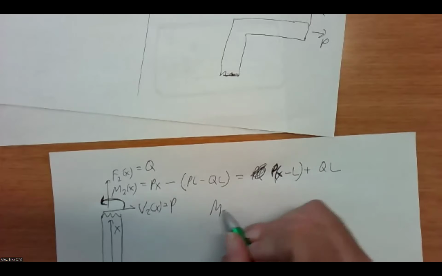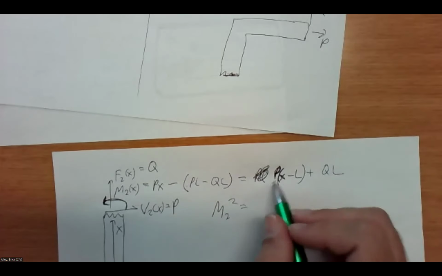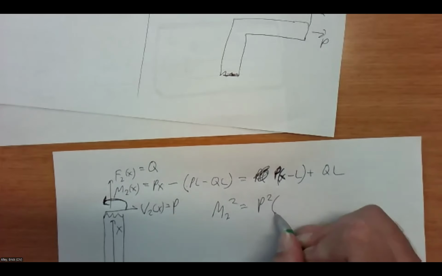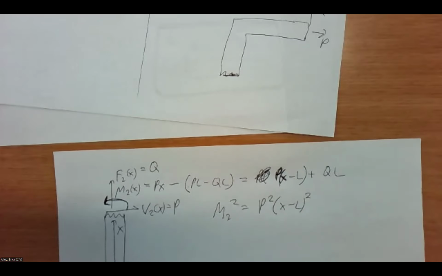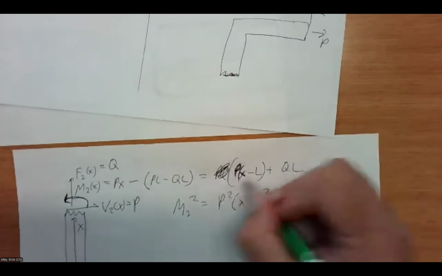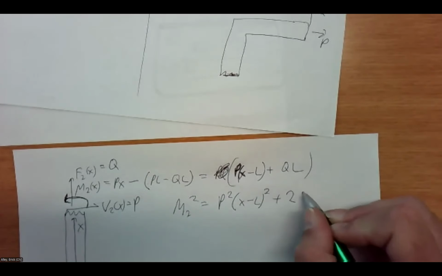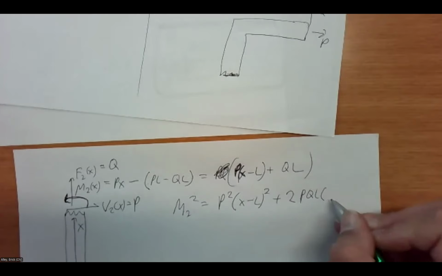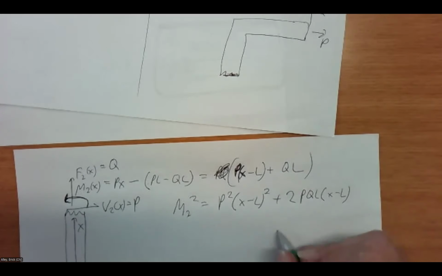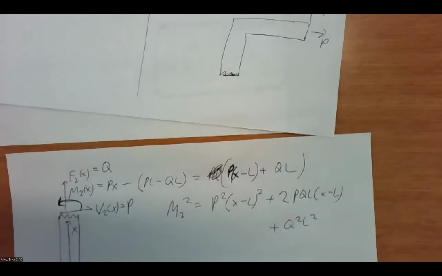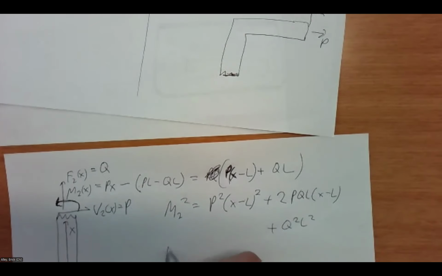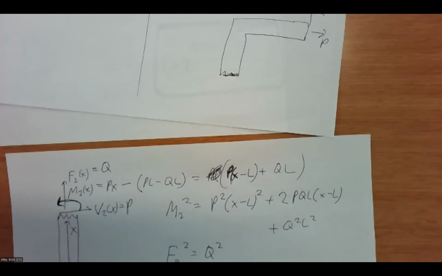And unfortunately, we got to square that one. So M2 squared, that's going to give me P squared, X minus L quantity squared. Remember, we're foiling the same thing. Then I got a 2PQL, X minus L. And then I got a Q squared L squared. Okay. There's my terms. 3 terms on the moment. And then my force squared, just going to be Q squared. So easy enough on that.